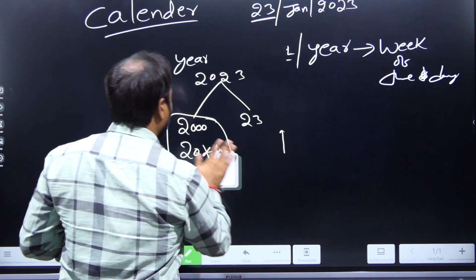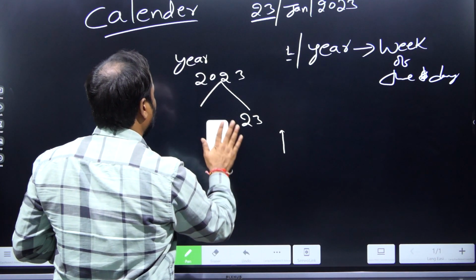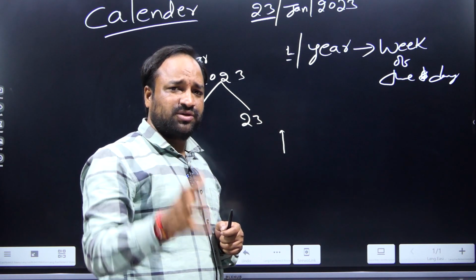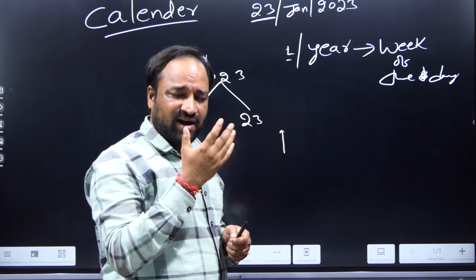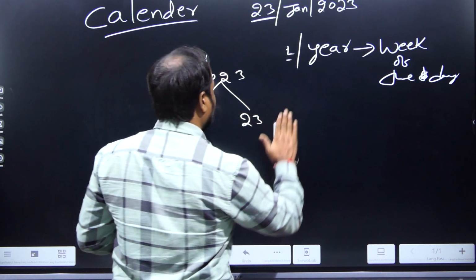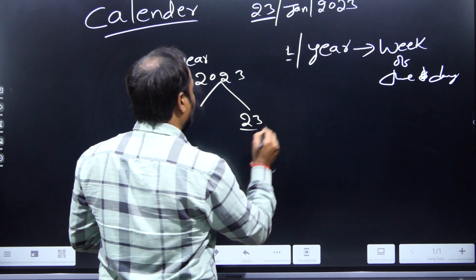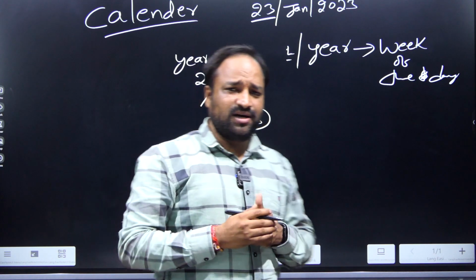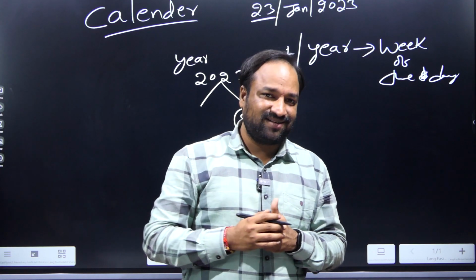That means I have completed regarding the centuries, that is 2000 years. In 2000 years, what are the centuries and what are the century codes? Just now we have written. Now the last thing is the 23 years. In 23 years, how many leap years are there?